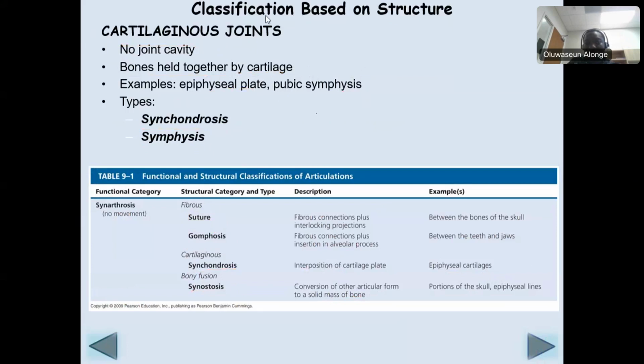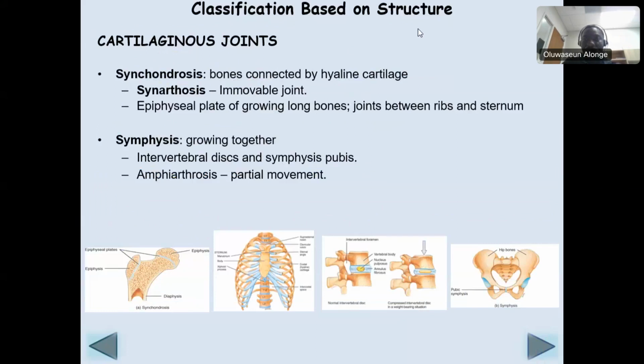All right, so you see it in the epiphyseal line. Okay, now cartilaginous. Again, cartilaginous joint. That's synchondrosis, like we said, the bones are connected by hyaline cartilage. It's synarthrosis because it does not require movement. It does not allow movement.